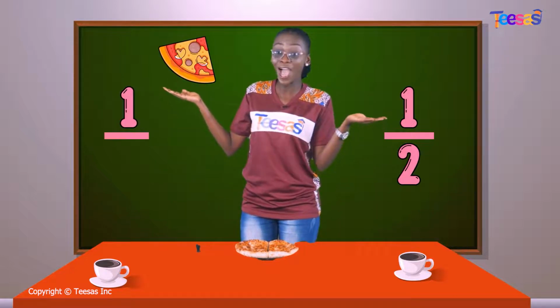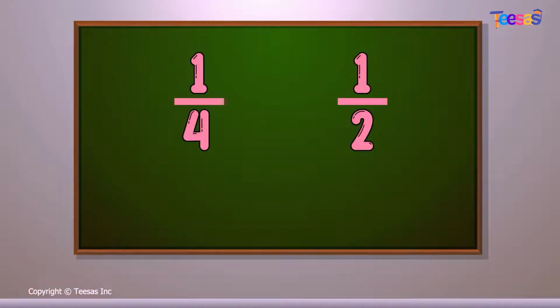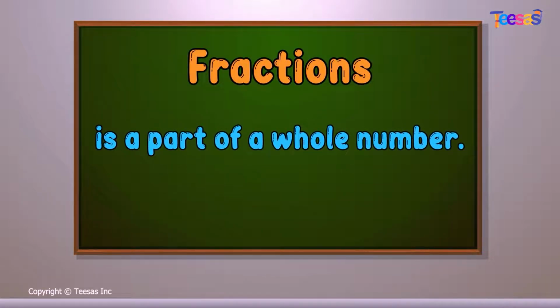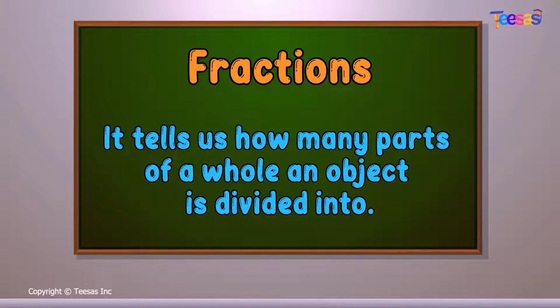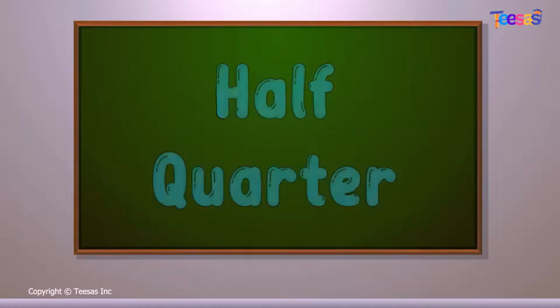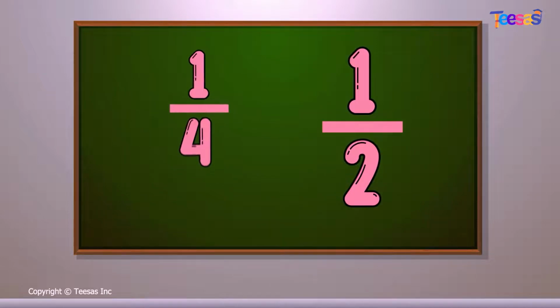Half is represented as 1/2. A quarter is represented as 1/4. Notice that they do not look like the regular numbers we are used to. Numbers written like this are called fractions. A fraction is a part of a whole number. It tells us how many parts of a whole an object is divided into. It can be written in words like half and quarter, and in figures like this, 1/2 and 1/4.